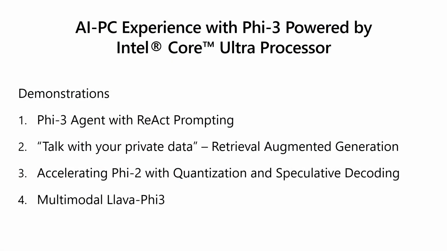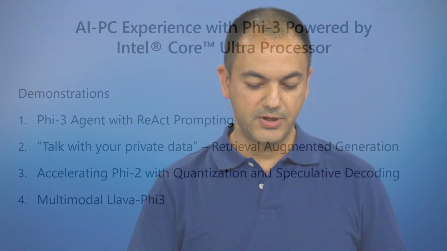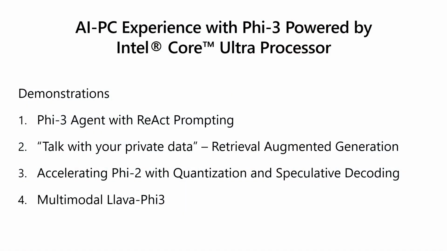Okay, so today we would like to talk about the great experience with Phi-3 powered by Intel Core Ultra processor. We will go over 4 different demonstrations. The first demo is Phi-3 agent with React prompting. In this demo, we will see how Phi-3 is an agent that can respond to a user query, and that can reason and take actions according to the user query. In the second demo, talk with your private data, we will see how users can talk to the document and get an answer with retrieval augmented generation. Then we will see Phi-2 inference acceleration with quantization and speculative decoding. And in the last demo, we will see the multimodal LLaVA Phi-3.